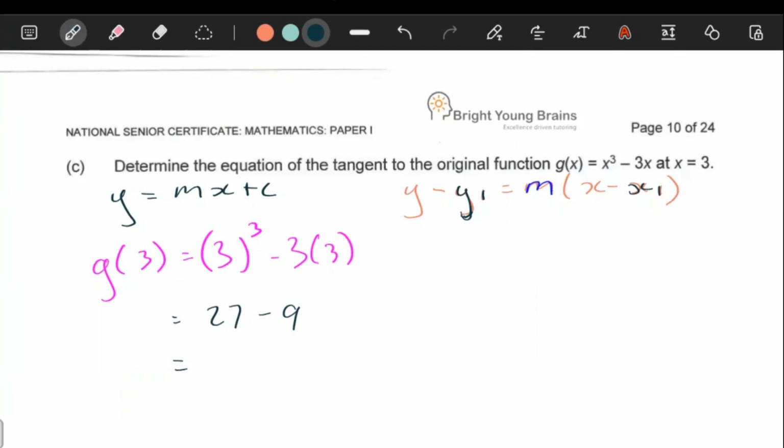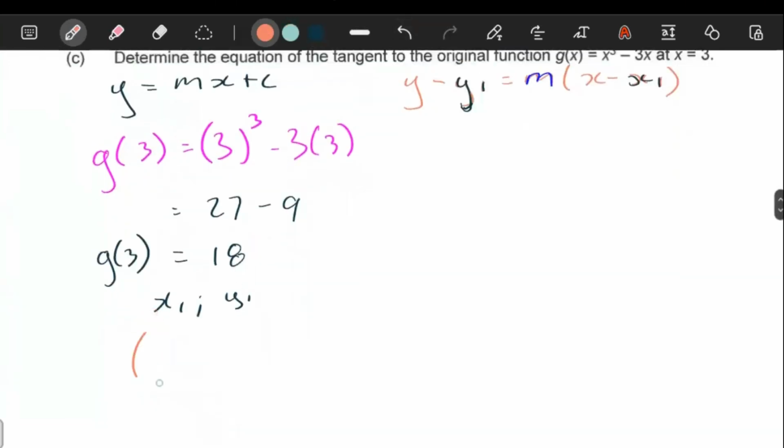So 27 minus 9 is 18, right? Now with all this being said, this is your x1 and y1. x1 is 3, y1 is 18. There we go. That's that.